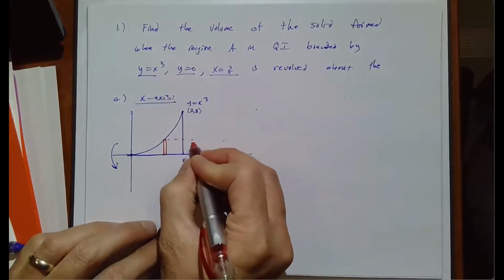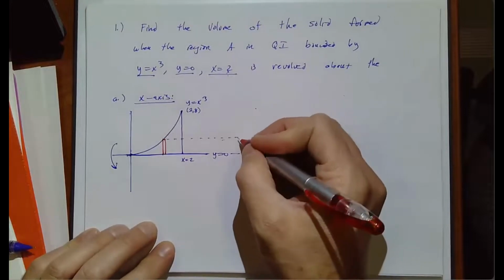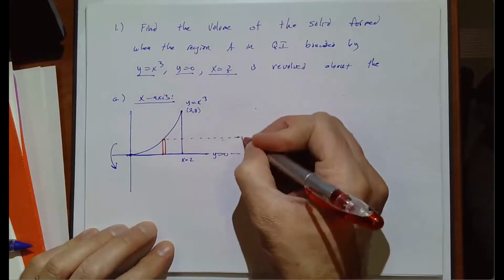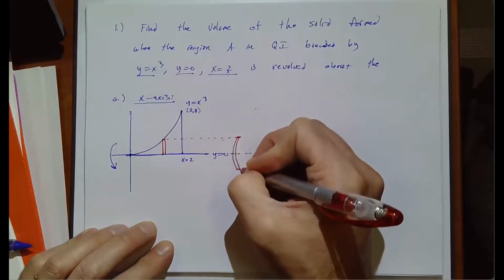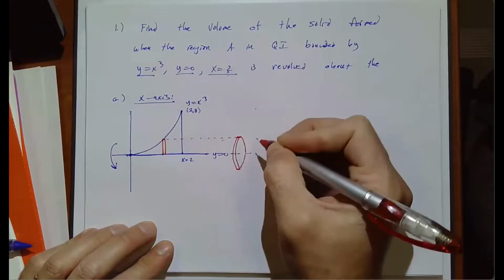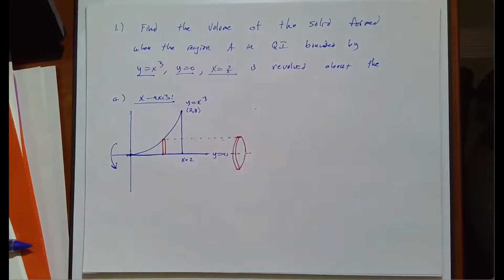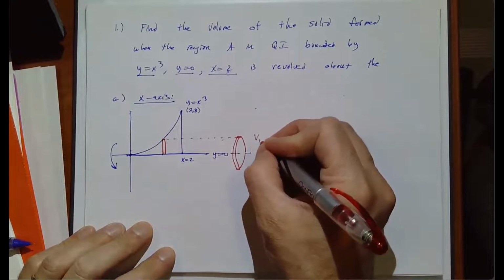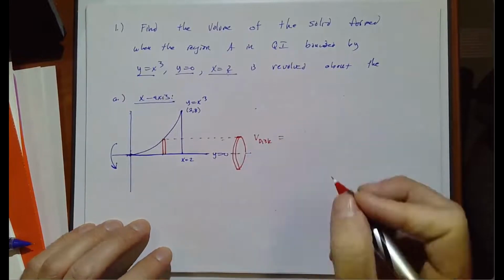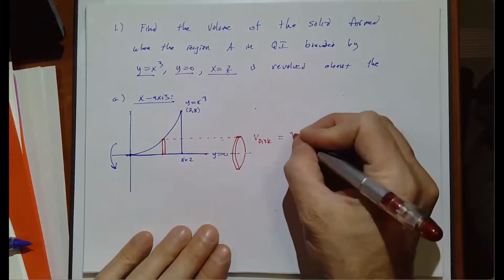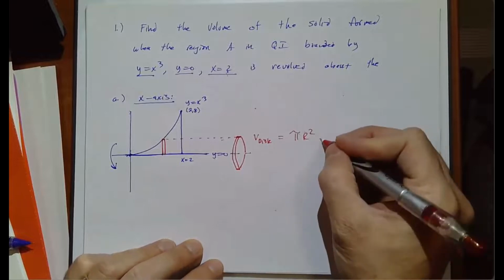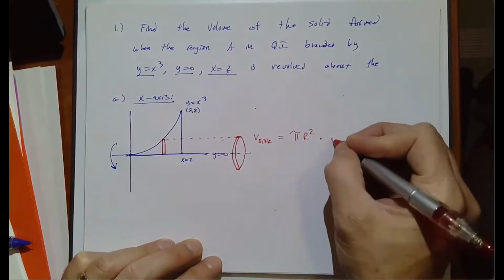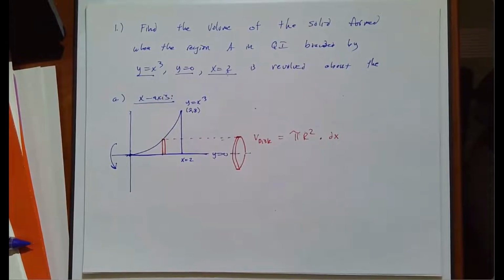This strip, I like to draw it over here just so it's kind of out of the way. If I revolve that around the x-axis, it's going to look like, well, kind of a circle, but it's going to be a circle with some thickness, or as we like to call it, a disk. So we get a disk, and the volume of this disk is the area of the circle, pi r squared, whatever the radius is, times the thickness, which is a small change in x. So that's the volume of that disk.